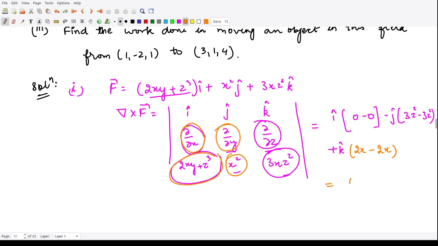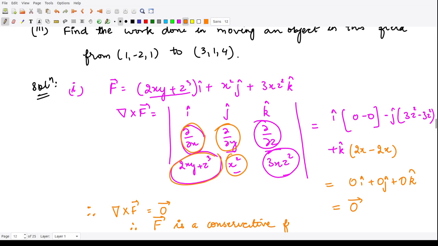So in effect, you see you have 0 i cap plus 0 j cap plus 0 k cap. So this is actually the 0 vector. Therefore the curl of the vector f comes out to be the 0 vector. Therefore you could conclude that vector f is a conservative force field. So this is what we wanted to prove in this first part.